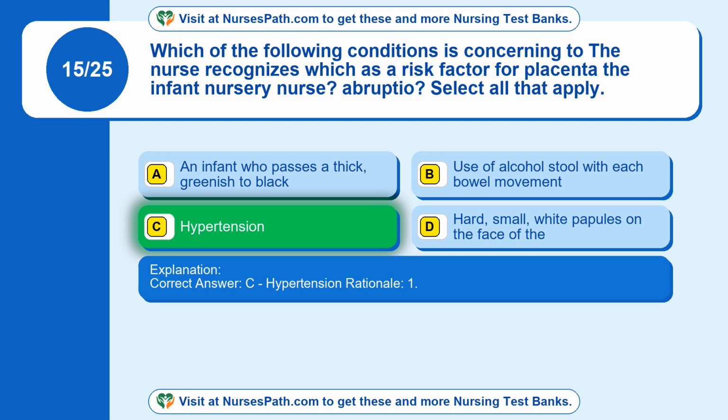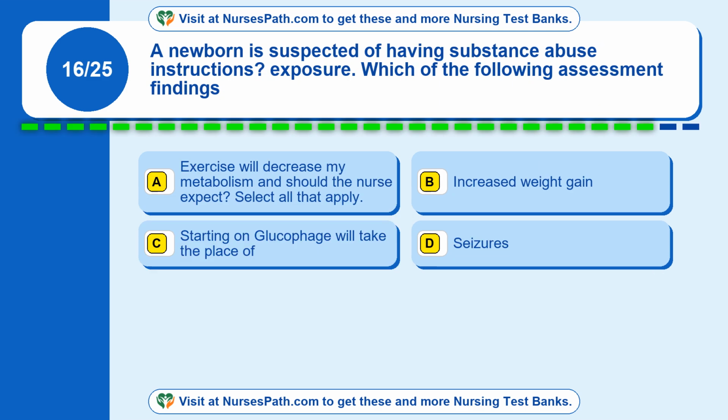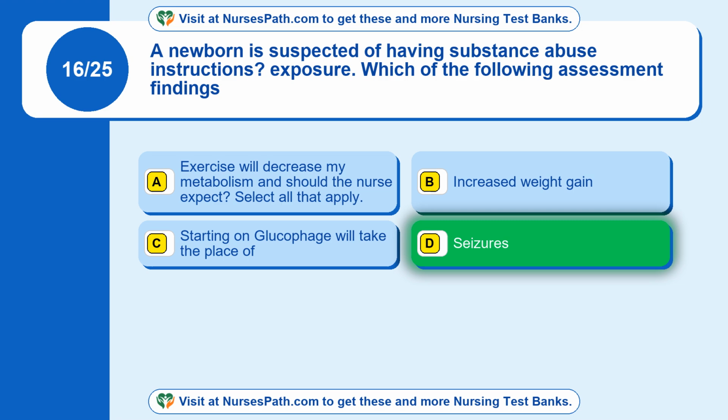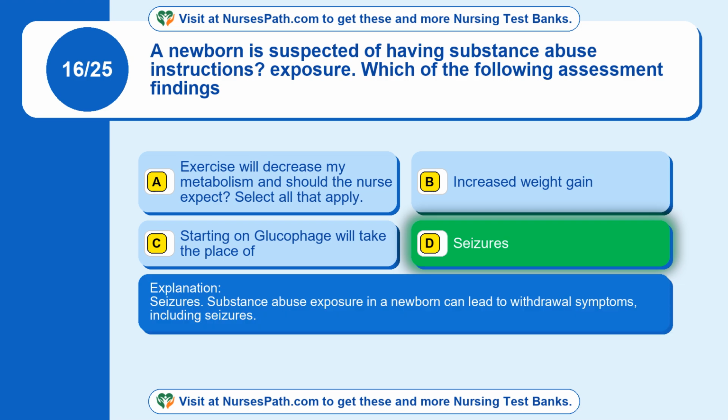Rationale. Question 16. A newborn is suspected of having substance abuse exposure. Which of the following assessment findings should the nurse expect? Select all that apply. Option A. Exercise will decrease my metabolism. Option B. Increased weight gain. Option C. Starting on Glucophage will take the place of insulin. Option D. Seizures. The correct answer is option D. Seizures. Substance abuse exposure in a newborn can lead to withdrawal symptoms, including seizures.